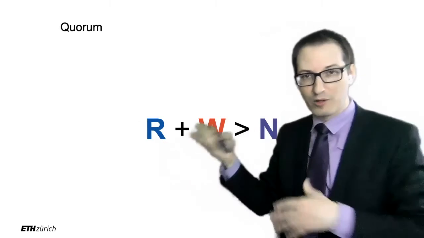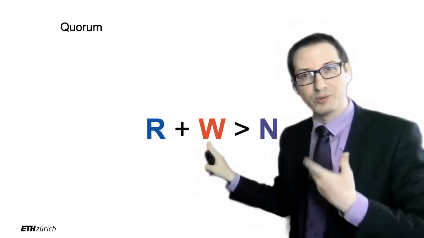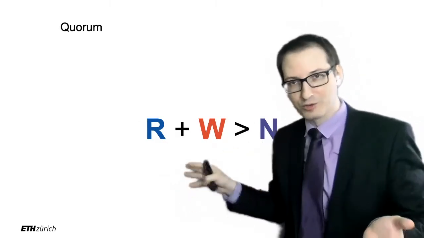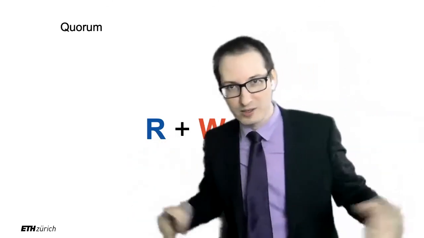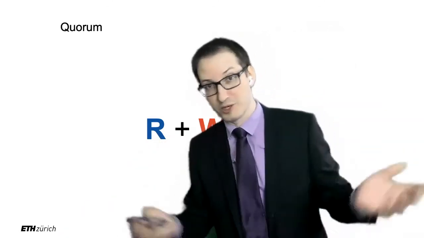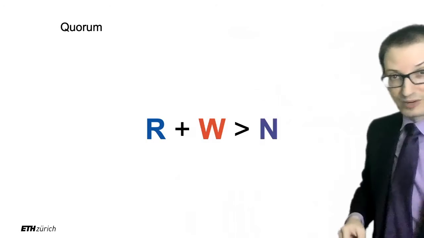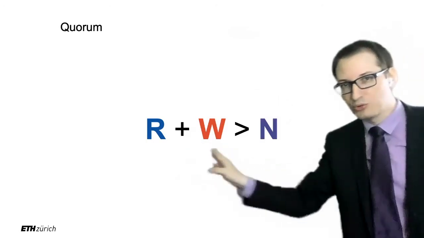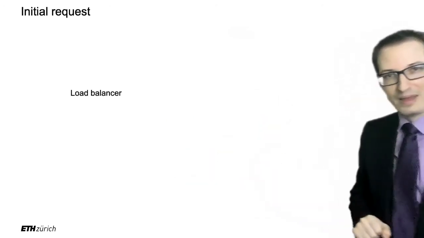If you have a small W, it means you don't wait for many confirmations. If you write, it's enough that one node confirms. But when you read, you're going to be extremely paranoid with a big R, right? Or you do the opposite. You're extremely paranoid when you write and you really wait for a lot of confirmations. But when you read, you can trust that whoever answers first is going to have the right value, right? So the value you want. So it's up to you how you configure that, right?